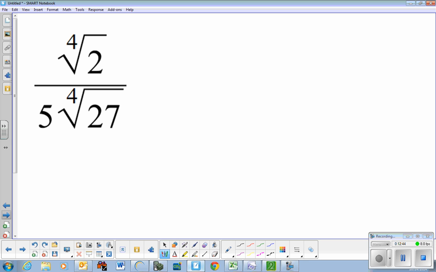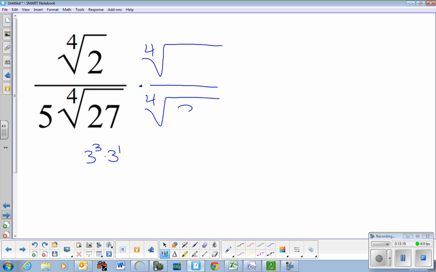I need to multiply this by the fourth root of something, top and bottom, that will end up giving me a perfect fourth power underneath. Now you can go through all your perfect fourth powers and look for them in that way, or you can think about what you have and what would make it a perfect fourth power. 27 is 3 cubed, agree? If I need to turn 3 cubed into a perfect fourth power, then I just need to multiply it by 3 to the first. All right, so just 3 here and here.